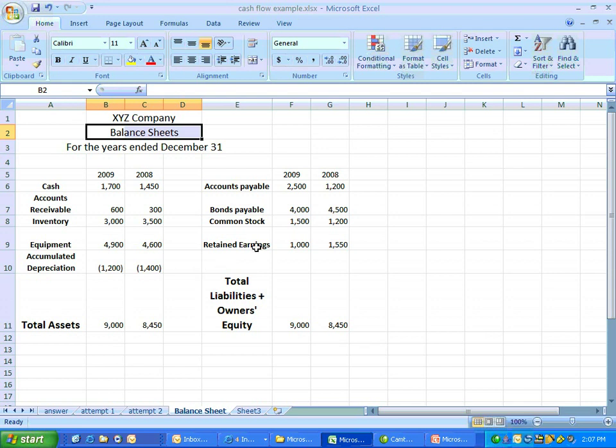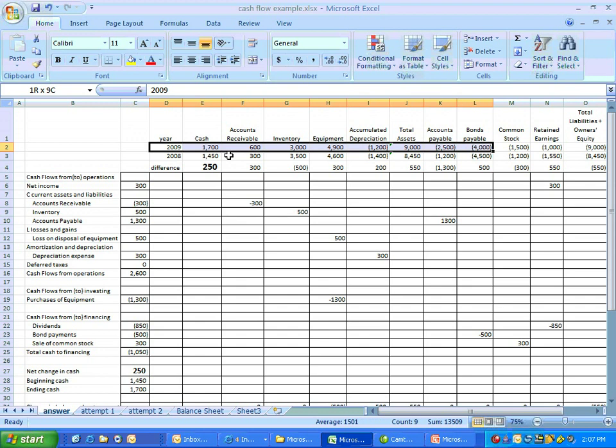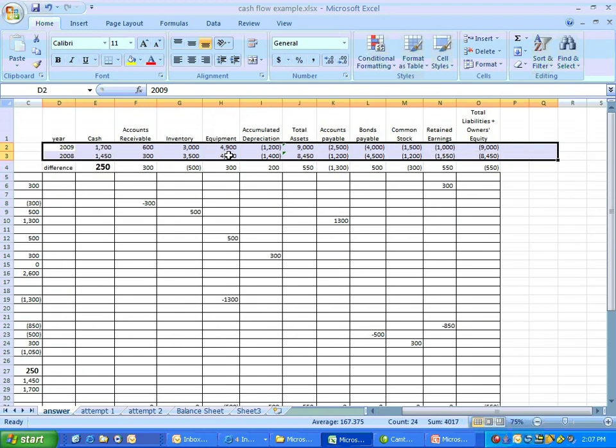So take a look at the numbers here. There's cash. 1,700. In 2008 it's 1,450. So we have a change in cash of $250. What I've done is I've now laid out 2009, 2008. These are all of our balance sheet accounts, and I've laid them out, and we're going to look at the change in the balance sheet accounts, and we're going to address that as we construct our statement of cash flows.